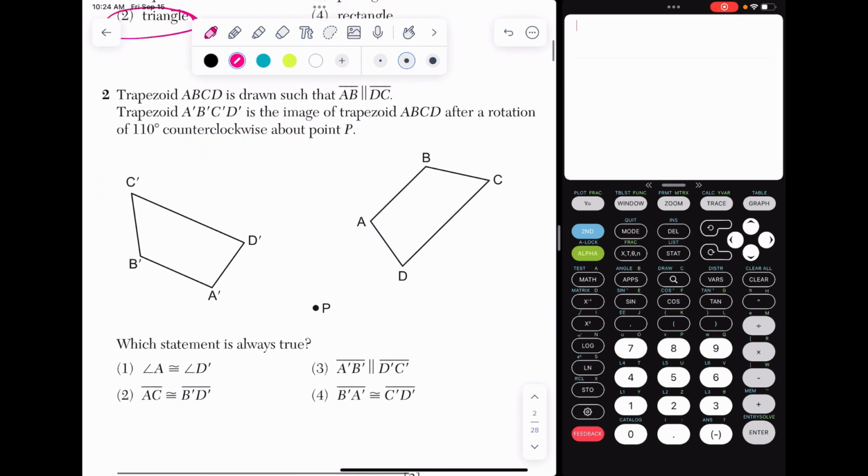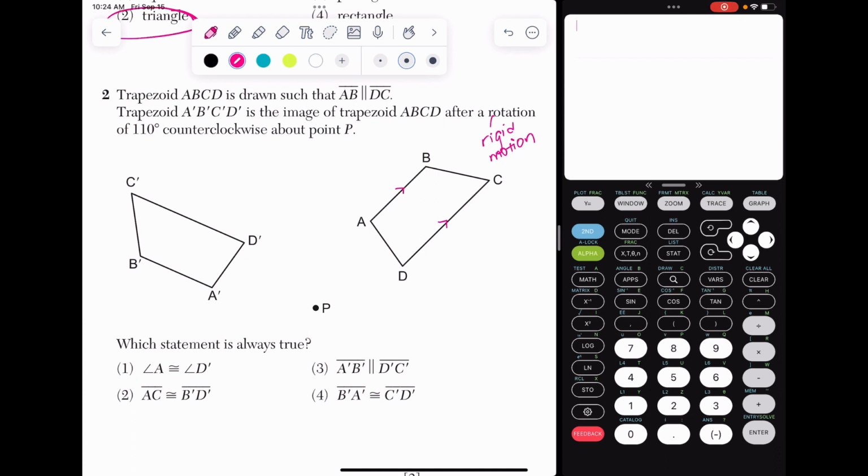Number 2. Trapezoid ABCD is drawn and AB and DC are parallel. So I'm just going to mark that in my picture. Trapezoid A prime, B prime, C prime, D prime is the image after a rotation of 110 degrees counterclockwise about point P. So remember, a rotation is a rigid motion. Rigid motions preserve distance and angle measure. We want to know which statement is always going to be true.